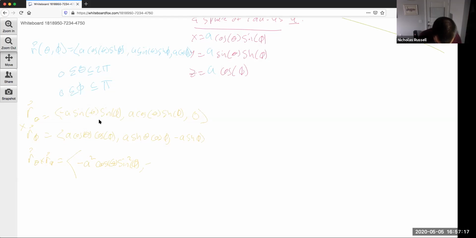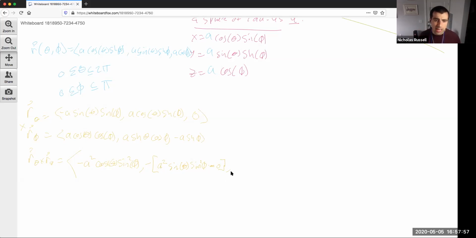The next one, I have to put a minus sign out in front for my cross product. I'm going to get negative A sine of theta sine of phi multiplied by negative A sine of phi, which will become A squared sine of theta sine squared of phi, minus the other component, which is again 0. That's all nice and well.